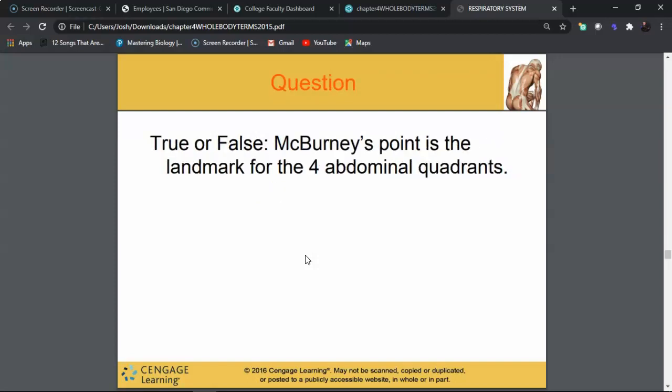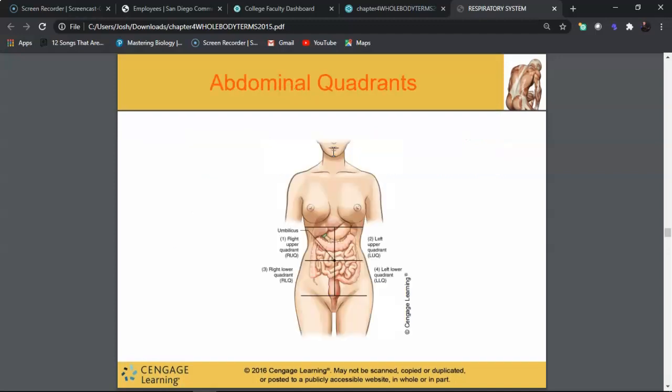Okay, so true or false, McBurney's point is the landmark for the 4 abdominal quadrants. Now, we didn't really go through McBurney's point. McBurney's point is listed in the book, but our basic landmark for the 4 points is not going to be this point. It's going to be the umbilicus, okay? McBurney's point, they talk about it in the book.